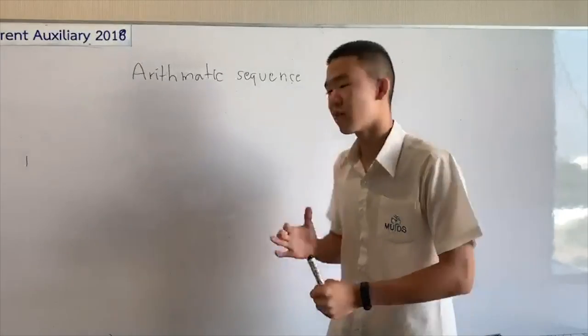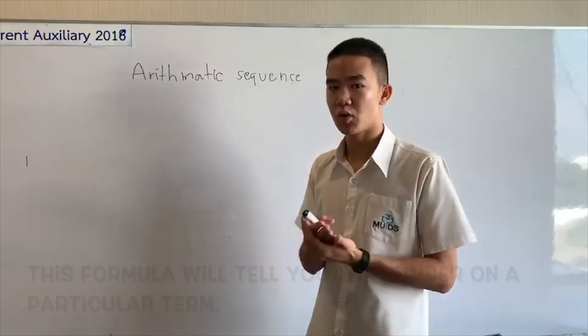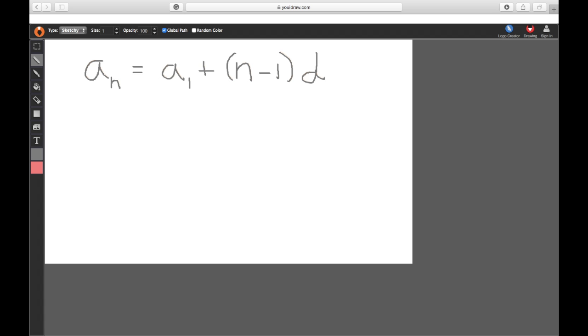Next, I'm going to teach you the formula which will tell you the number on the term that you want to know. So you can use this formula in order to find the number you want on that term. a n is the number you want to know on that term. n is the number of the term. Don't be confused between a n and n though. And d is the difference between each term of the sequence.